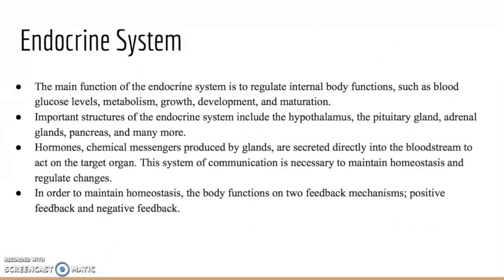lymphatic system. Endocrine system. The main function of the endocrine system is to regulate internal body functions such as blood glucose levels, metabolism, growth, and development and maturation. Important structures of the endocrine system include the hypothalamus, the pituitary gland, the adrenal glands, pancreas, and many more. Hormones are chemical messengers produced by the glands.